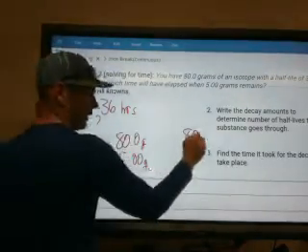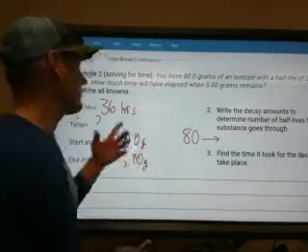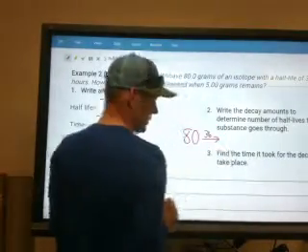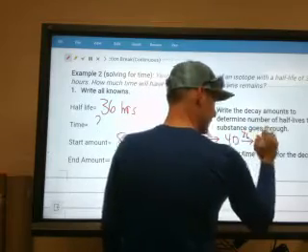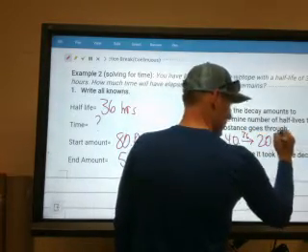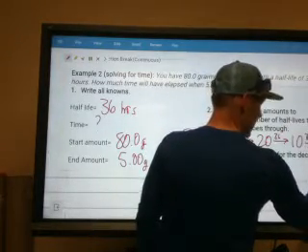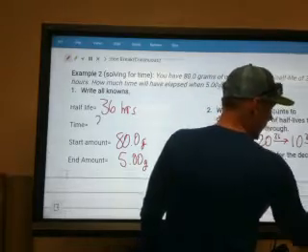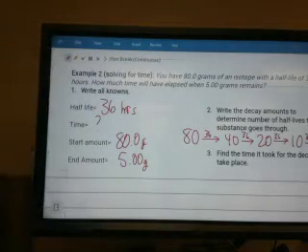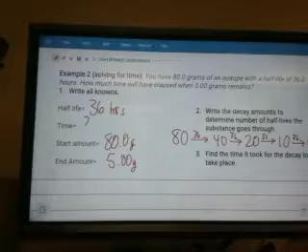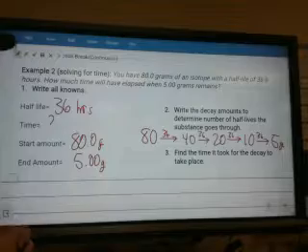So if we take the start amount and we just start to decay it, now remember, when we decay it, it just reduces by half each half-life time, okay? So 36 hours, 80 turns into 40. After another 36 hours, 40 turns into 20. After another 36 hours, 20 turns into 10. And after another 36 hours, 10 turns into 5. Okay? And so that's that 5 gram end amount number that we're looking for. All right? You see that? Okay, so we end up with that 5 grams, okay?